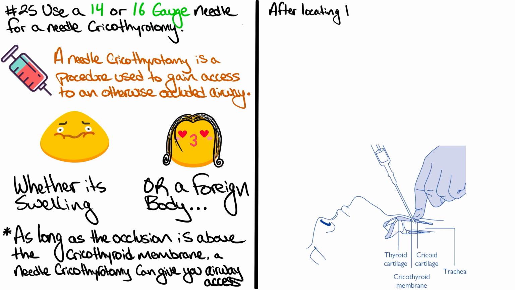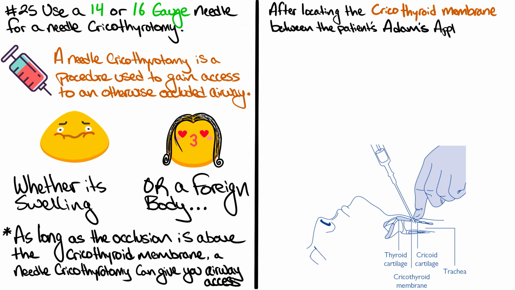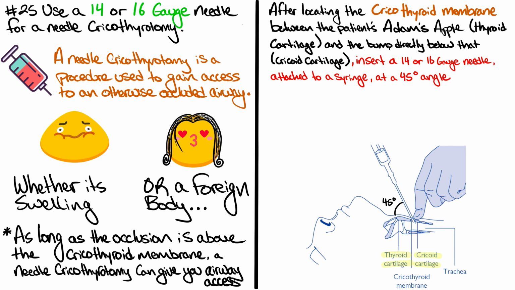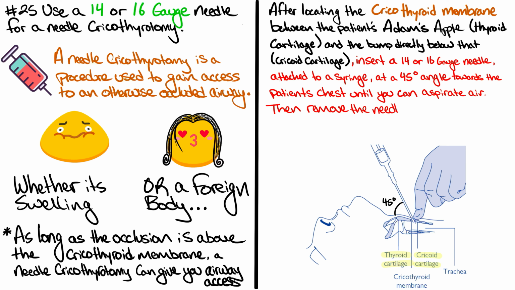After locating the cricothyroid membrane, which is between the patient's Adam's apple, the thyroid cartilage, and the bump directly below that, the cricoid cartilage, you're going to insert a 14 or 16 gauge needle attached to a syringe at a 45-degree angle towards the patient's chest until you can aspirate air. Then remove the needle and syringe while advancing the catheter.